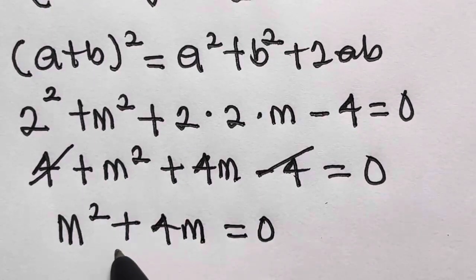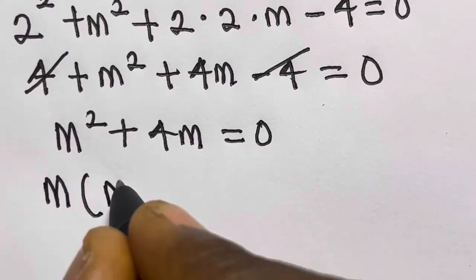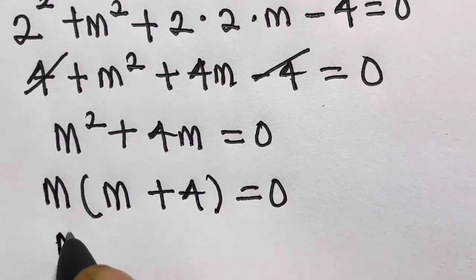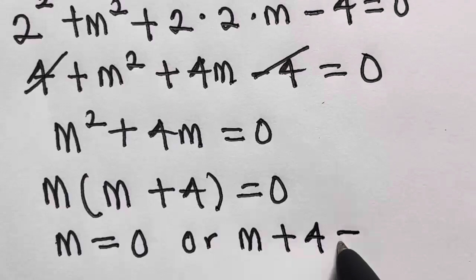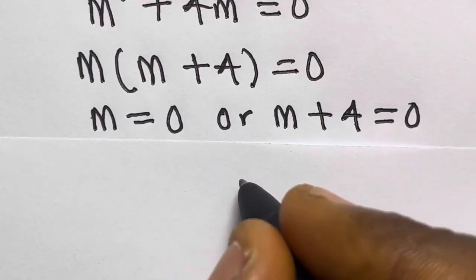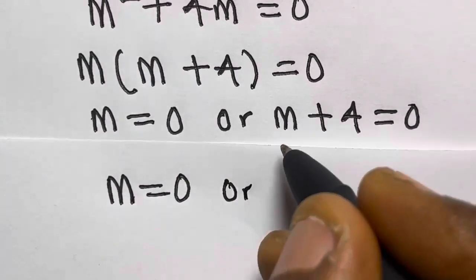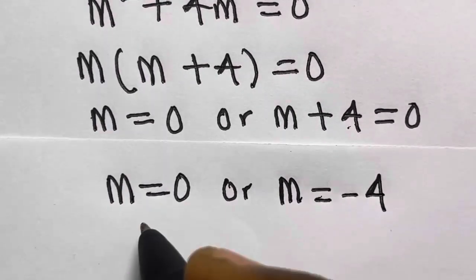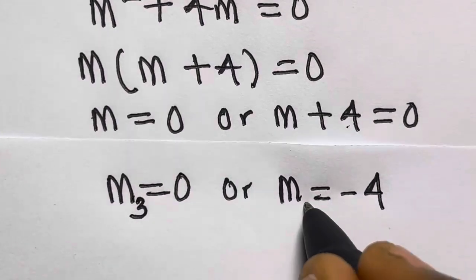And from here, you can actually factorize. We have m, then what we are left with here is m plus 4 equals 0. So here we have m equals 0, or m plus 4 equals 0. For this we have m equals 0, or if you transfer the plus 4 here, we have m equals minus 4. So we've gotten our m1, m2, and you can name these m3 and m4.